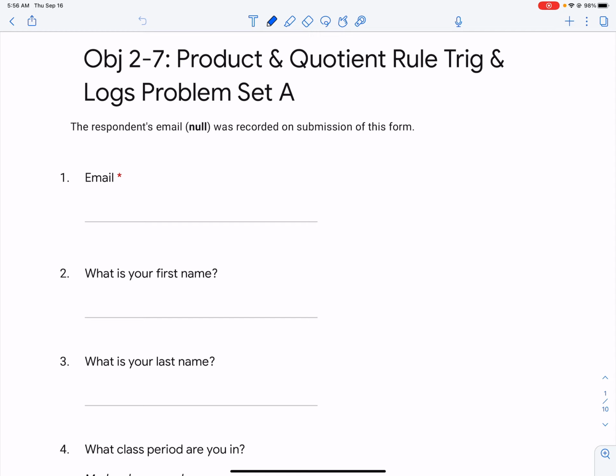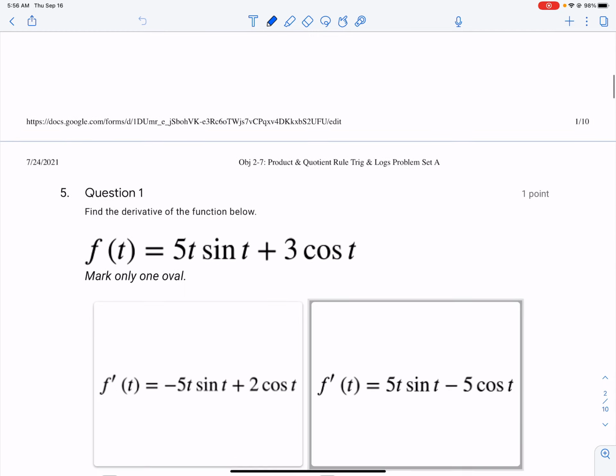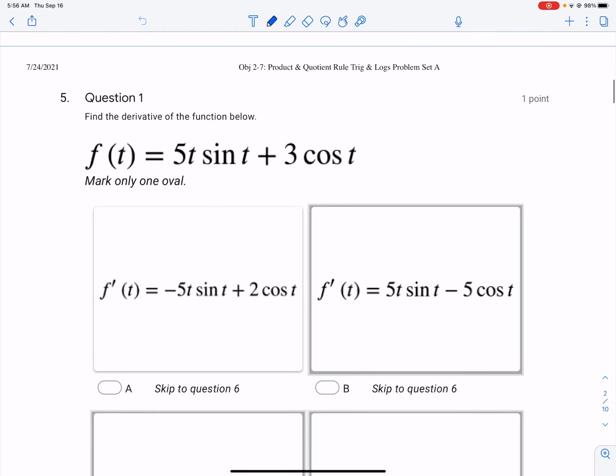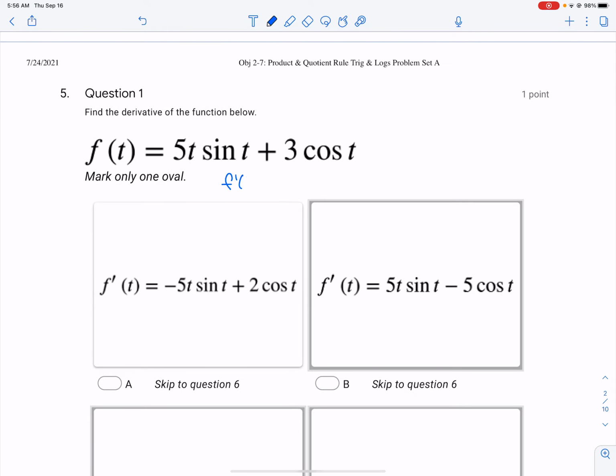All right, so let's go ahead and take a look at this problem set. So let's scroll down here. Okay, so find this derivative. So f prime of t is going to be the product rule. So it's sine of t times 5, plus 5t times the derivative of sine t, which is cosine of t, and then minus 3 sine of t.